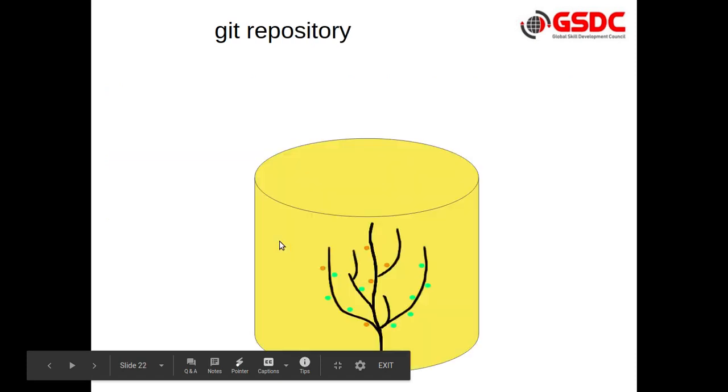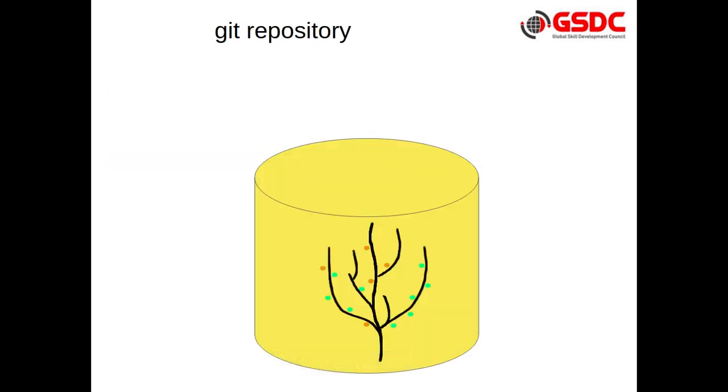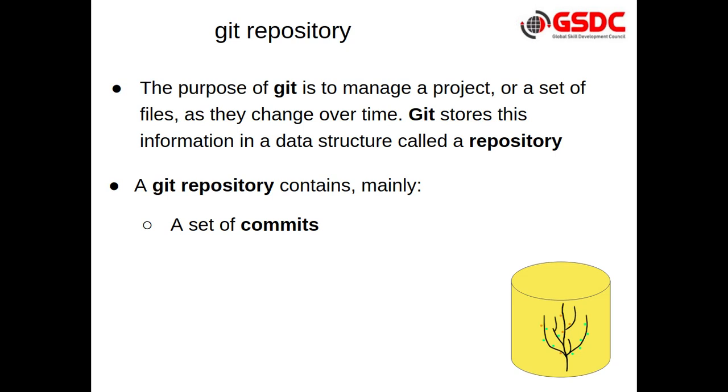Now let's talk about repository. We already created one repository, and from that repository we can create multiple branches. If there are multiple teams working on that branch, in that case you can use it. Now if you see the description of a git repository, what it is saying is: the purpose of Git is to manage a project or a set of files as they change over time. Git stores this information in a data structure called a repository. So this is the definition of the repository.